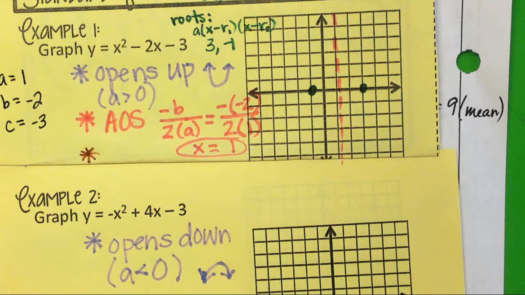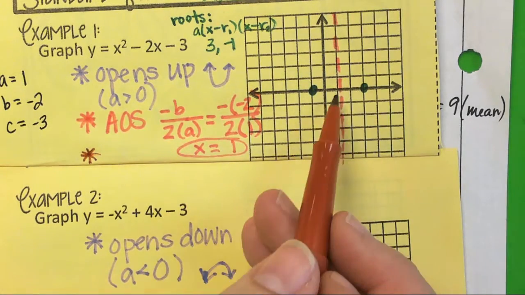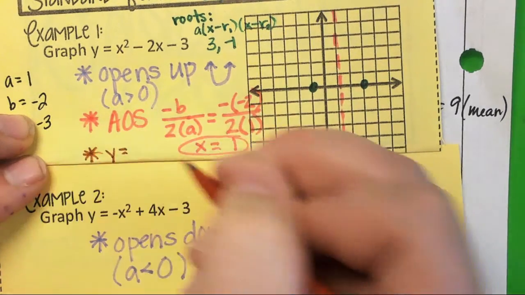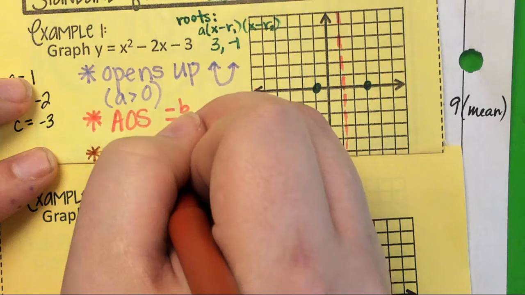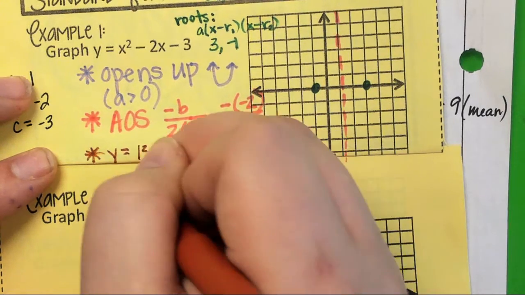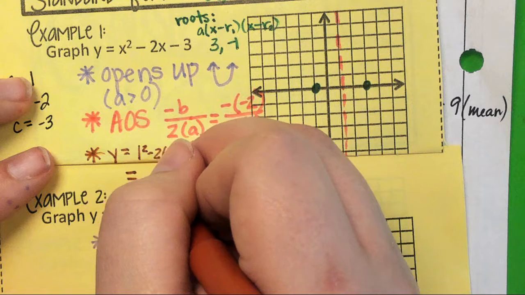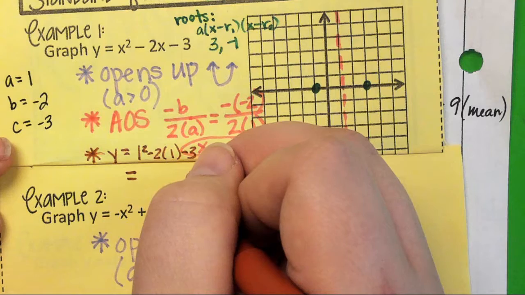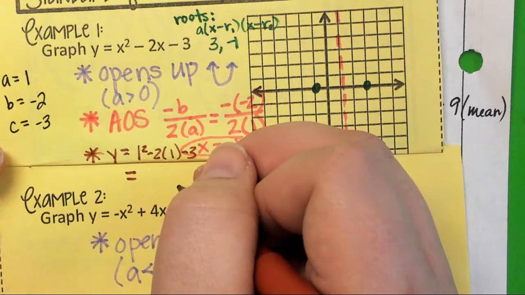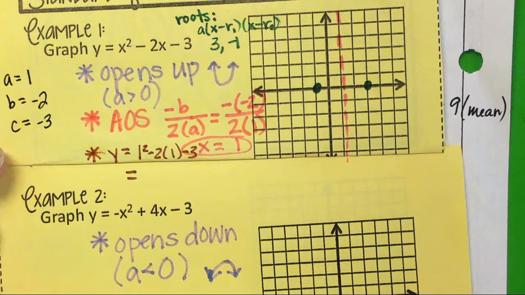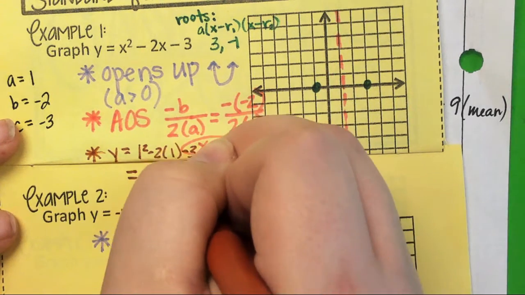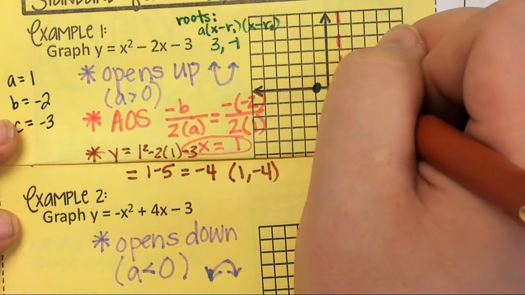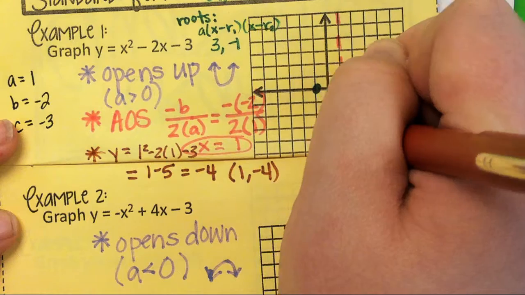Okay, so what we could do, we know the x value of the vertex. We know it's 1, something or other. We could plug it back in that equation. So x is 1. So 1 squared minus 2 times 1 minus 3. So 1 minus 2 minus 3. That ends up being -4. That's what I thought. 1 minus 5, which is negative 4. So my vertex is actually at 1, negative 4. So I go over to 1, I go down 1, 2, 3, 4. 1, negative 4.